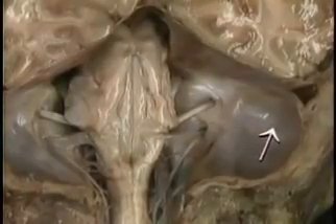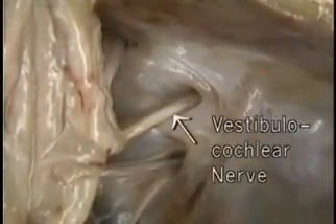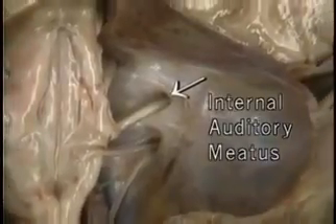Here's the back of the petrous temporal bone. Here are the facial and vestibulocochlear nerves. This is the vestibulocochlear nerve. This is the facial nerve. Together they pass through this opening, the internal auditory meatus.